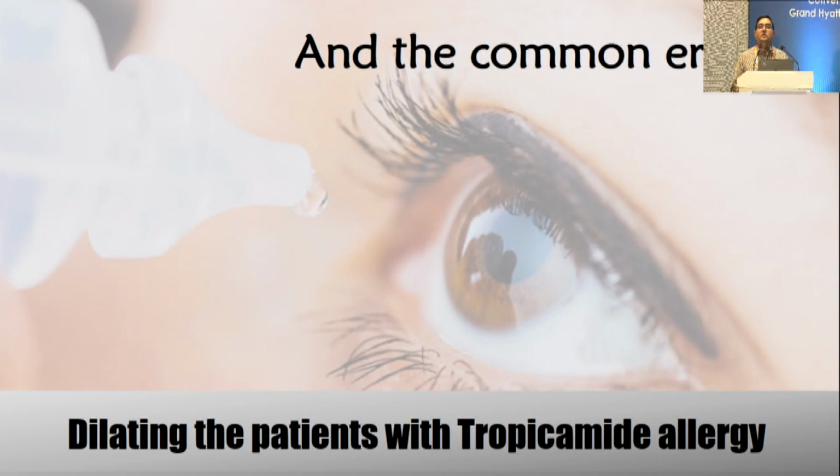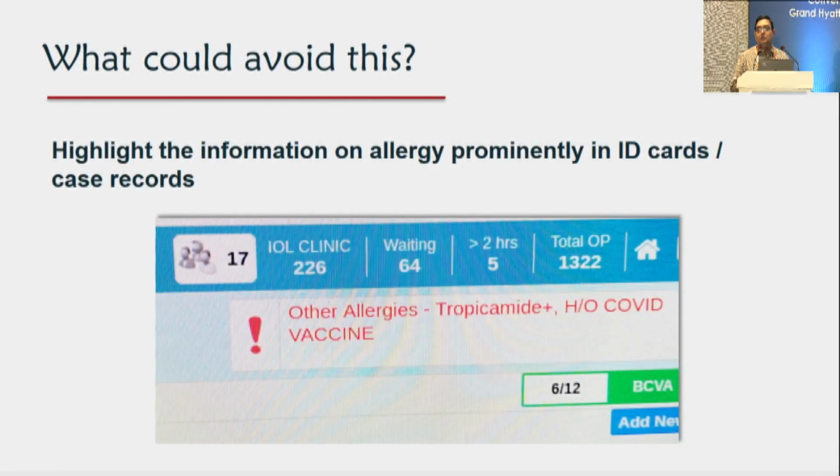One of the commonest errors in administration is administering a drug to which a patient is allergic without knowing it or without checking it. The most common example in our setup is dilating with drops to which the patient is allergic, and that is mostly tropicamide. So how can we avoid this?